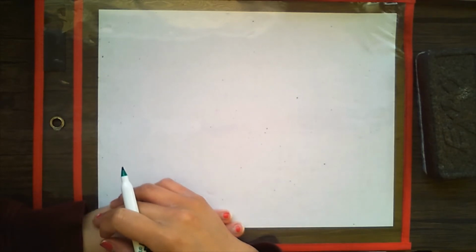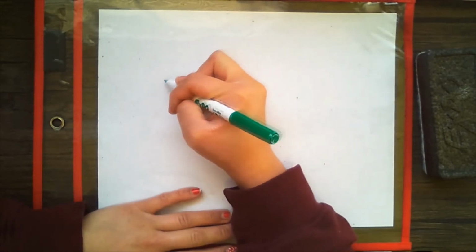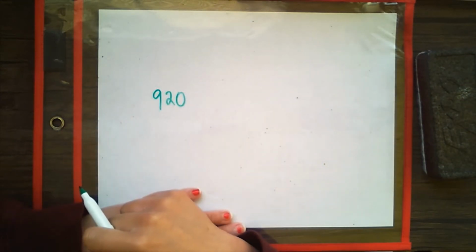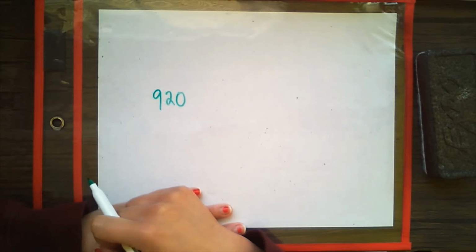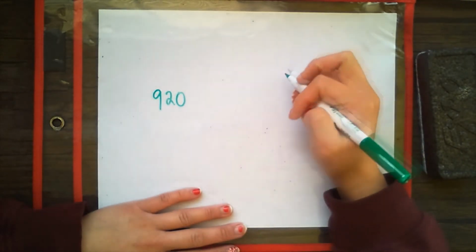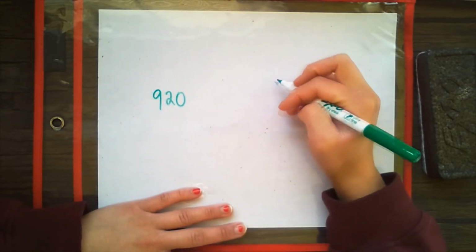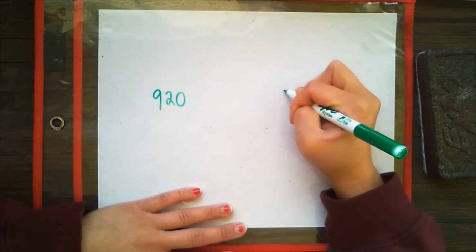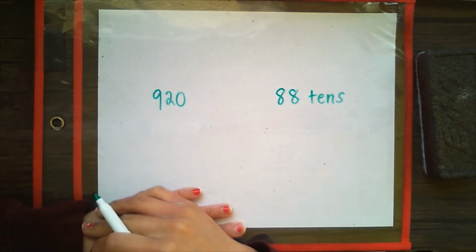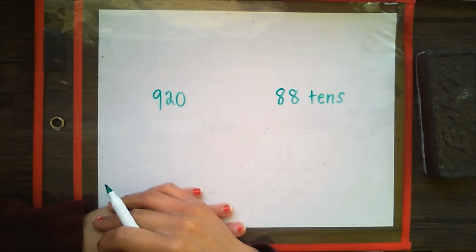920 compared to 880. We're going to write 920 in standard form, which is just the normal number form. Wonderful. Now we're going to compare that to 880. We're going to write 880 in unit form, naming only tens and ones. So the number 880, if we're only using tens and ones, would be 88 tens. Wonderful. Let's draw a symbol and read the number sentence.